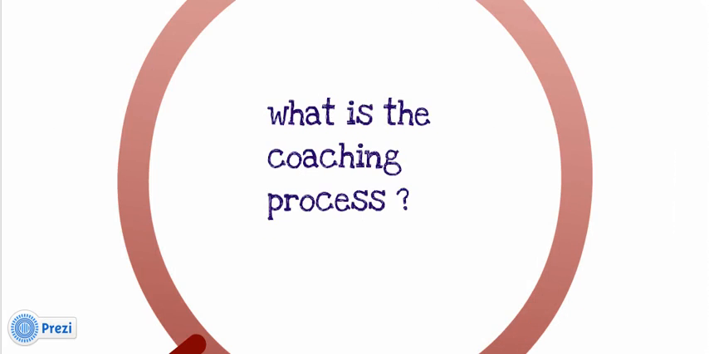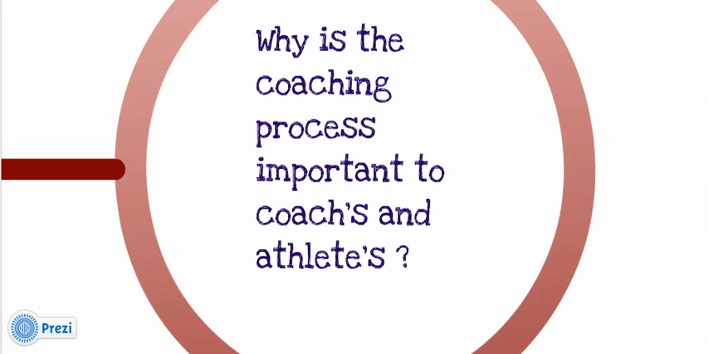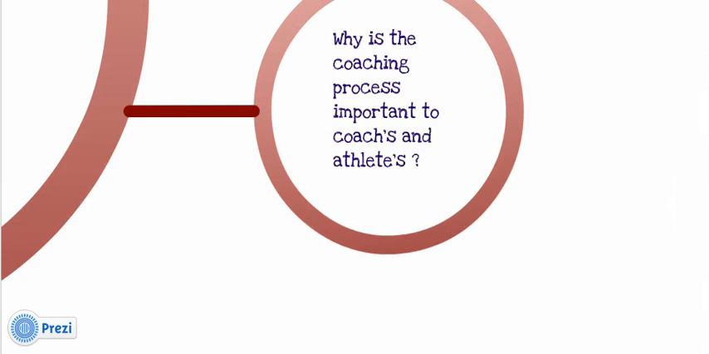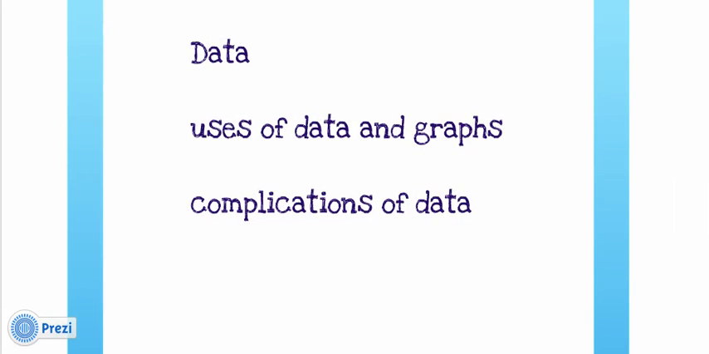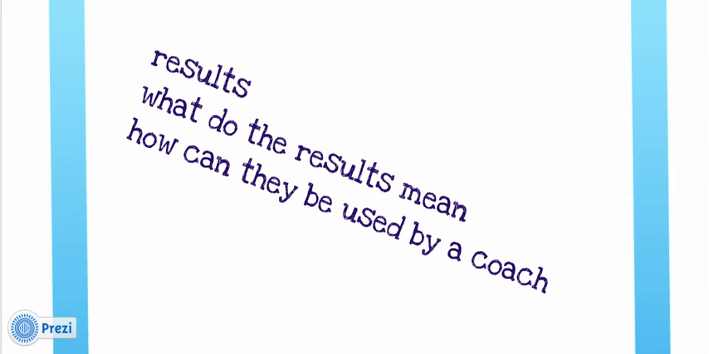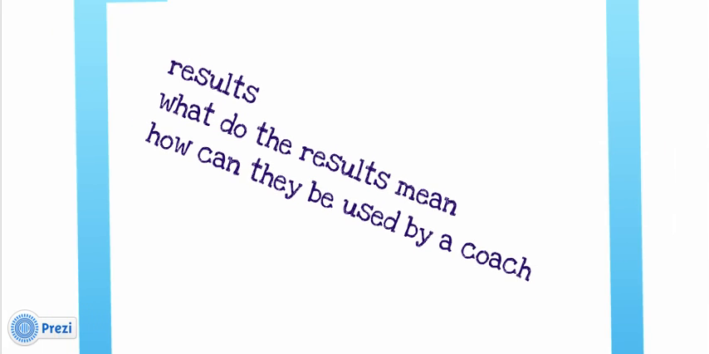We'll be looking at what the coaching process is and why the coaching process can be important to coaches and athletes. The second section is the notational analysis. We'll be looking at the uses of notational analysis and the limitations of notational analysis. The third stage is data, so the uses of data and graphs and complications of data. And finally, we're looking at the results. What do results mean and how they can be used by a coach?